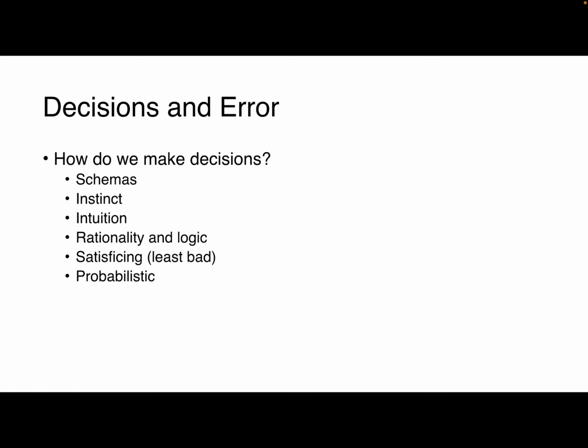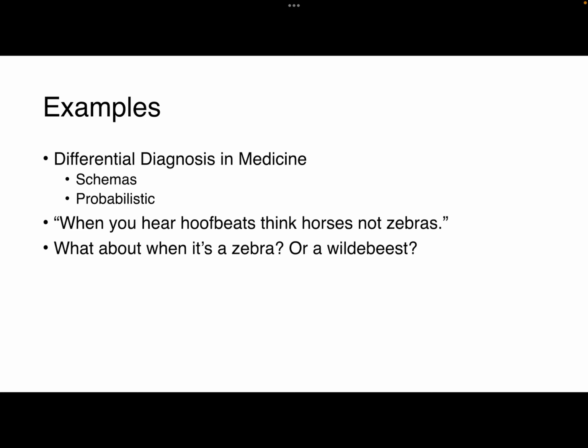Rationality and logic. So this is your weighing options or working through a process. Satisficing. This is a big one that most people do. We're choosing not the optimal path, but the least bad path. And then probabilistic. So you're trying to make a decision based off of likelihoods. So we're going to go through a few slides on different examples of some of these and just kind of talk through them. And I figured it might help as you prepare your midterm.